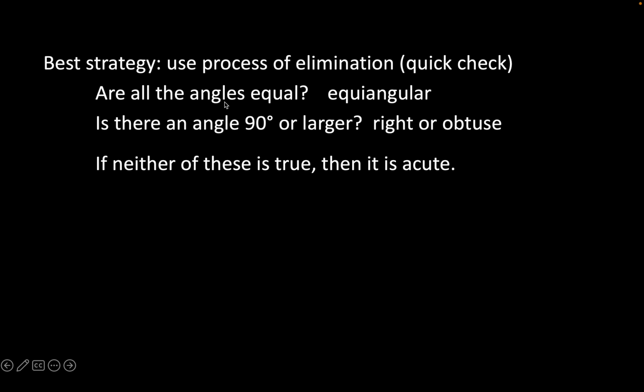So again, your questions are: are the angles equal? If so, it's equiangular. Is there a 90-degree angle in there? If so, it's a right triangle. Is there an angle larger than 90 degrees? If so, it's obtuse. And if none of that's true, then it's acute. It sounds like a lot of thought, but it really doesn't take that much time. You just do a real quick scan once you practice it, and it becomes pretty easy to do.